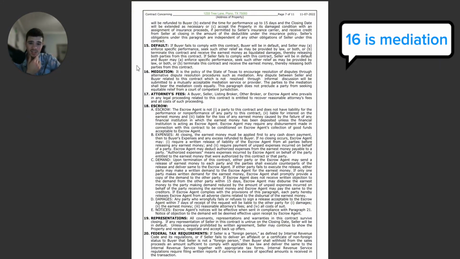16 is mediation. So basically, we don't want to go to court, and if we can keep it out of court and solve it that way, cool. 17 is attorney's fees. Basically, whoever loses the battle in court, if it goes to court, is going to pay for the other person's attorney's fees at the end.